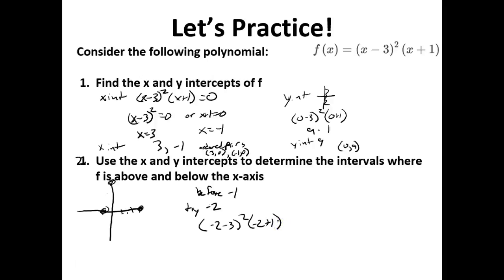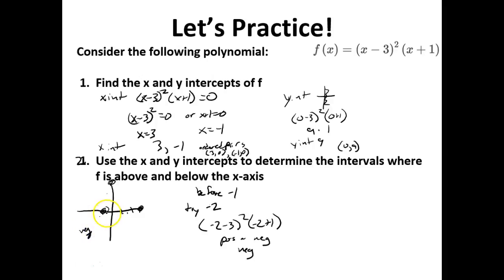I'm not even going to try to figure it all out. I look at this term right here. This inside is going to be a negative. A negative squared is a positive. So this is going to be a positive times, here, this is a negative. Our answer is going to be negative. So I know before this graph hits the -1, it's in the world of negatives. So it's going to be coming from somewhere down here.